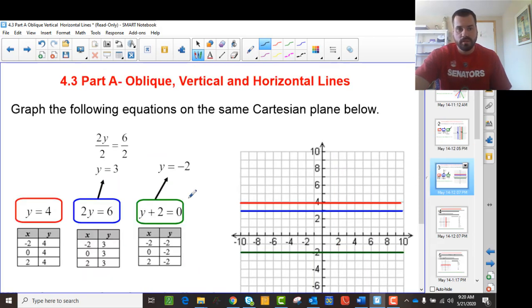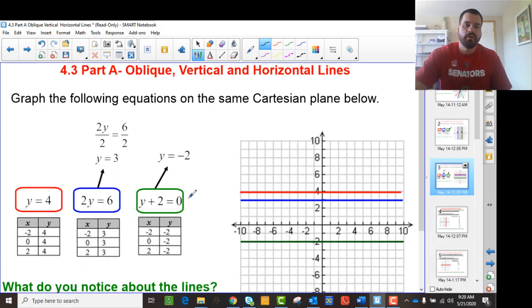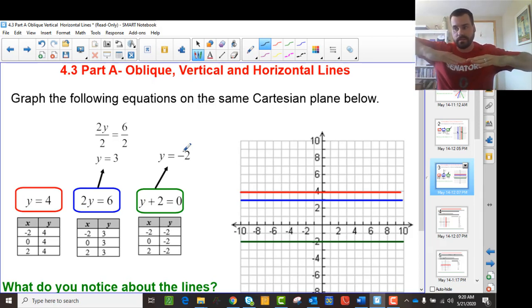In these equations, you'll notice that these are already graphed for you, so you can kind of pair them up. But you'll notice in these lines, what's different is there's no x in the equation. It's just y. Okay, it's y equals 4. It's 2y equals 6, which you can solve and say then y equals 3. Or it's y plus 2, which again, if you solve for y, becomes y equals minus 2. And we talked about how to solve linear equations in previous chapters of the textbook. But if you look at these, they are all horizontal lines. They're all flat like this.